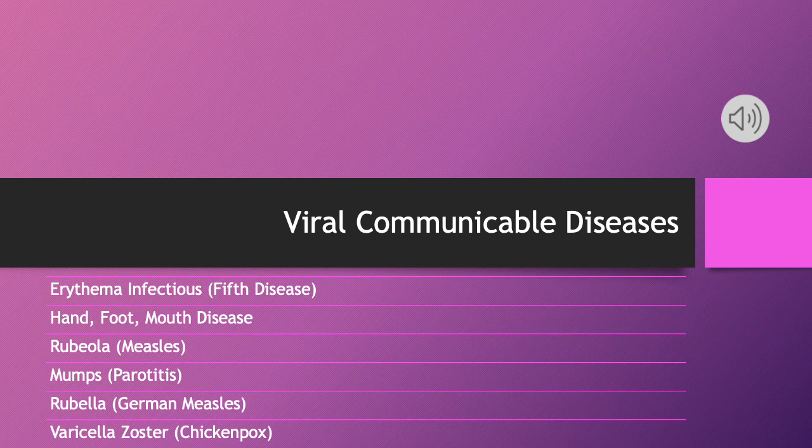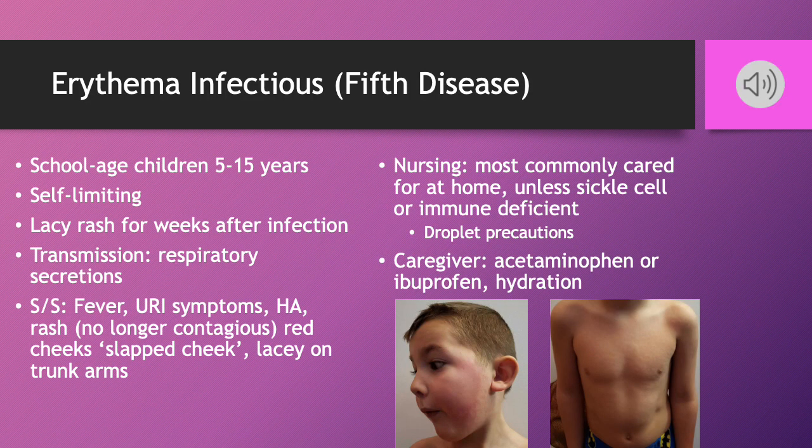So this is a list of the viral communicable diseases we're going to talk about: Erythema Infectiosum, hand, foot, and mouth disease, measles, mumps, rubella, and varicella zoster. So the first communicable disease we're going to talk about is Erythema Infectiosum. This is also commonly called fifth disease.